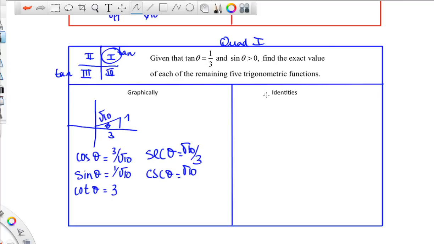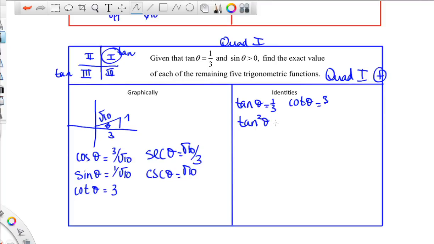If you do this based on quadrants or identities, you still have to keep in mind the whole quadrant 1 thing. We're in quadrant 1 where everything is positive, and you'll see in a second why that matters. If the tangent of theta is 1 over 3, then one of the identities says that the cotangent is just this one flipped. So 1 over 3 becomes 3 over 1, which is just 3.